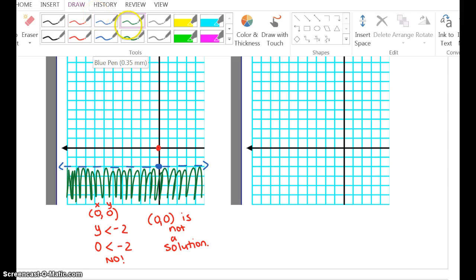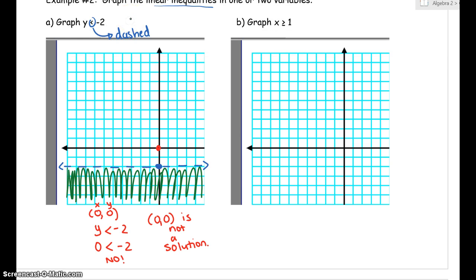All right, let's go into the second one. We have graph x is greater than or equal to 1. So first I'm going to go ahead and circle that. I know that it's going to be a solid line because of the equal to part. And I'm going to go to x is 1. So here it is. And I'm going to draw my vertical line.